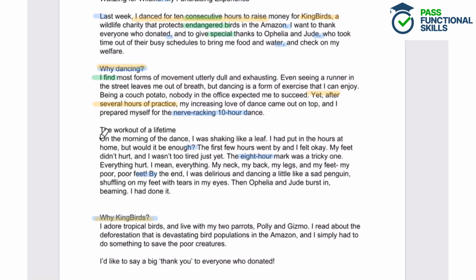They've explained what happened on the day, so they've started this paragraph with "on the morning of the dance," and they've given some details about how they felt during the experience and how it went. So lots of relevant details that are appropriate for the question have been included here.